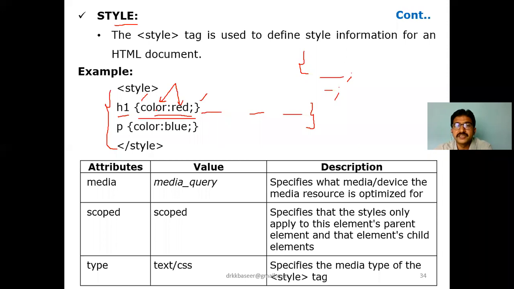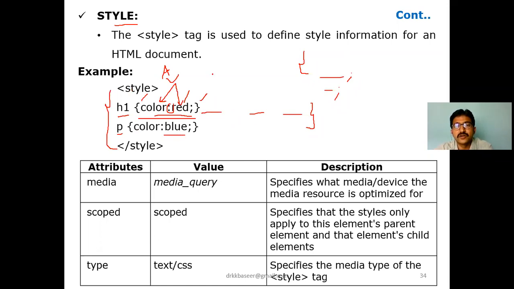Each declaration consists of an attribute followed by a value. Color is the attribute, separated with a colon, and red is the value. So whenever I use H1 in the body of my HTML, color indicates that the text between the starting and ending tag will automatically display in red color. When you use a paragraph tag, it displays in blue, right?